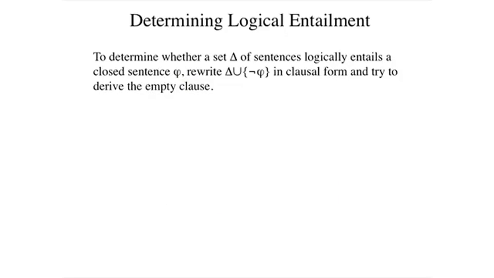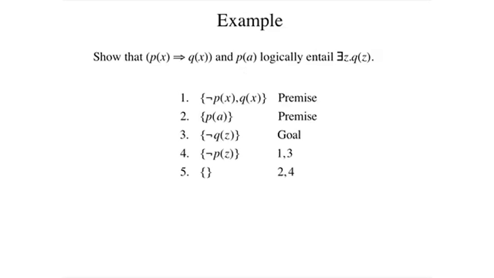Recall that our method for determining logical entailment is to negate the conclusion, convert to clausal form, and try to derive the empty clause. Here's an example. Given P of x implies Q of x, given P of A, we can prove there exists a z such that Q of z. The clauses corresponding to our premises are shown here on lines 1 and 2, and the clause for a negated goal is shown here on line 3. Starting from these clauses, we can quickly derive the empty clause as shown on lines 4 and 5.